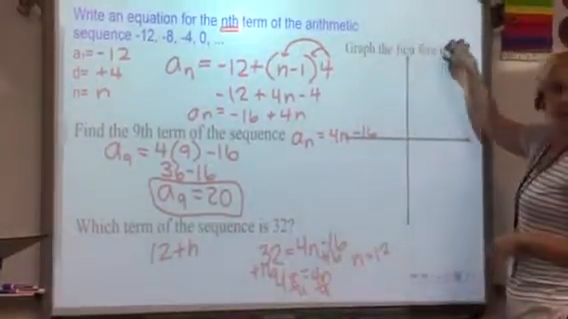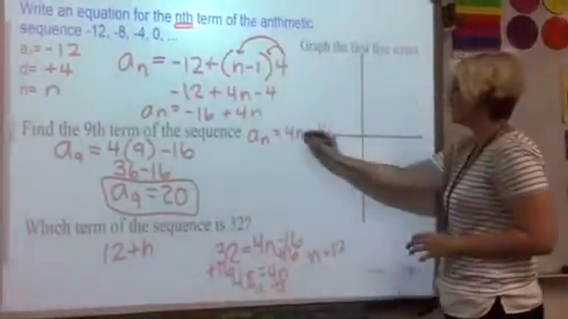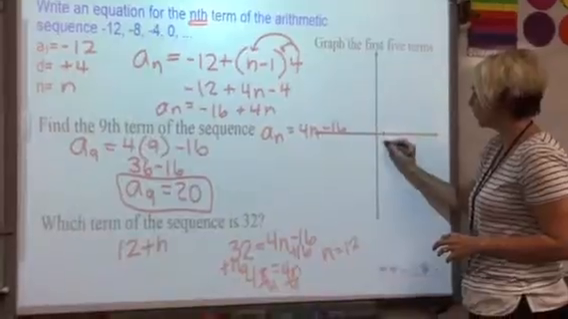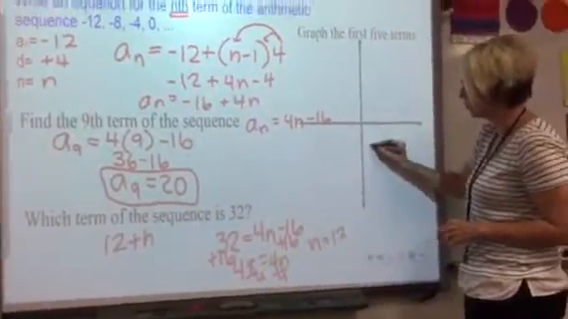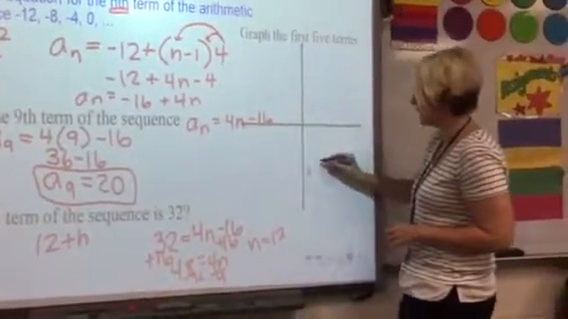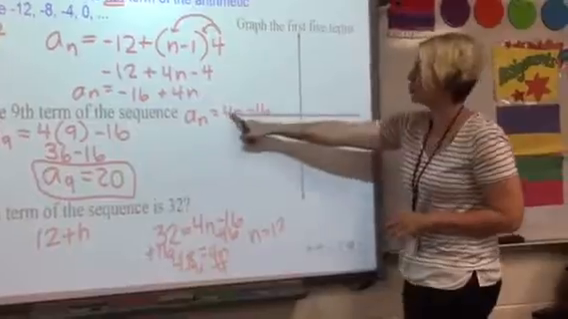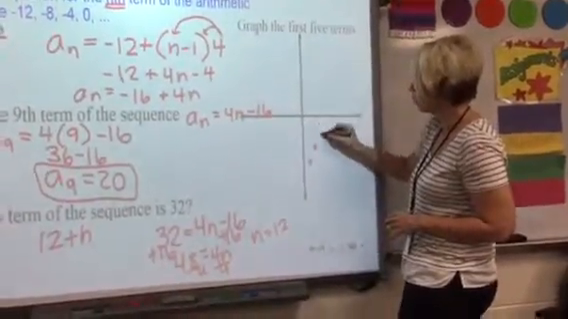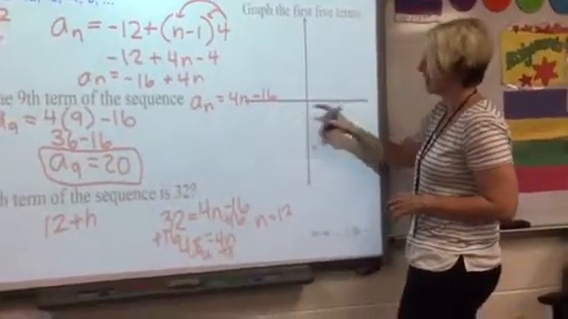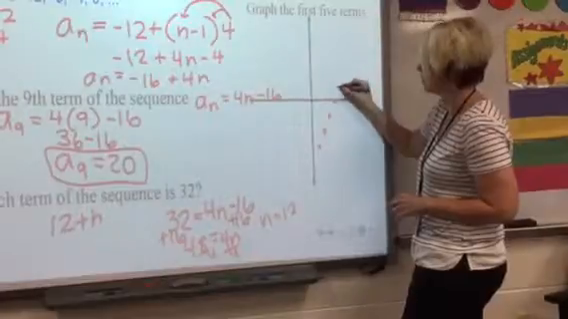One thing that you can do is graph the first 5 terms. Well, what I know here is that if this term is 1, it's going to be negative 12. So you can count by 2s. 2, 4, 6, 8, 10, 12. The second term, you know, is going to be negative 8. So 2, 4, 6, 8. The third term, you know, is going to be negative 4, 2, 4. The fourth term is going to be 0. And then the fifth term would be positive 4. And I'm going to count by 2s here.